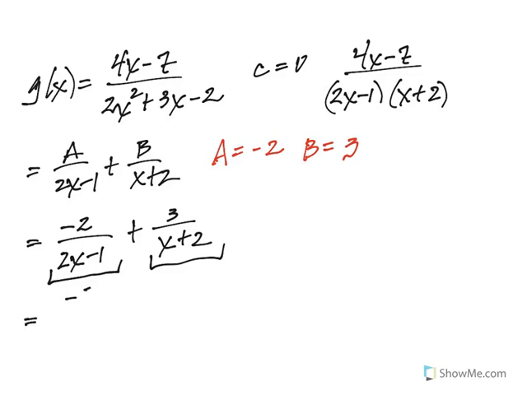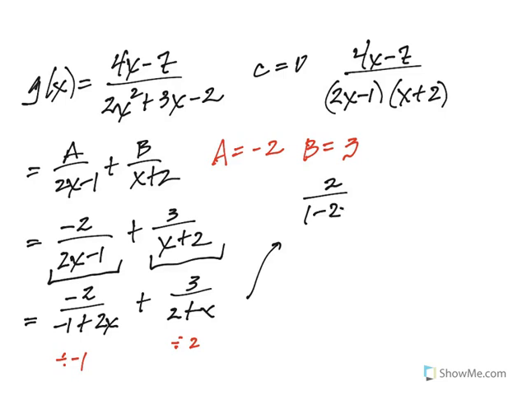So this first one here, I've got -2 over -1 plus 2x. This is going to be 3 over 2 plus x. So on this one, I'm going to divide by -1. This one, I'm going to divide by 2. So that's going to give me 2 over 1 minus 2x. And this is going to give me 3/2 all over 1 plus 1/2 x. All right, these are definitely friendly forms.